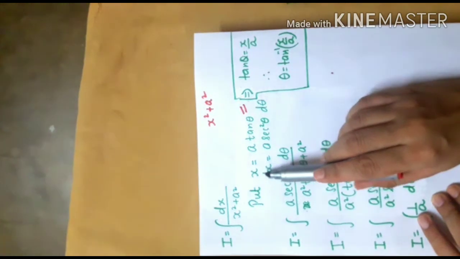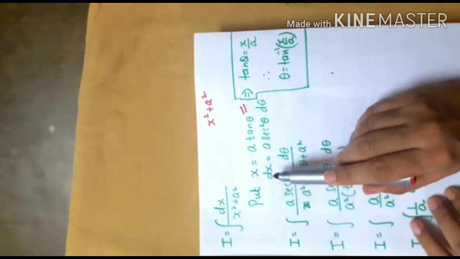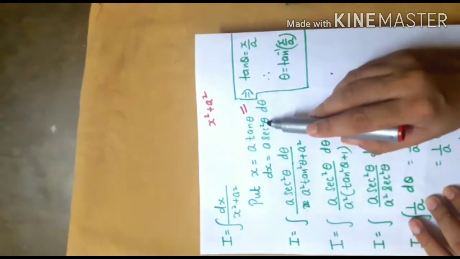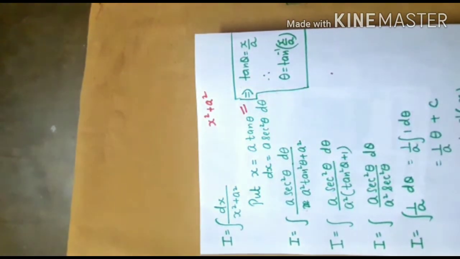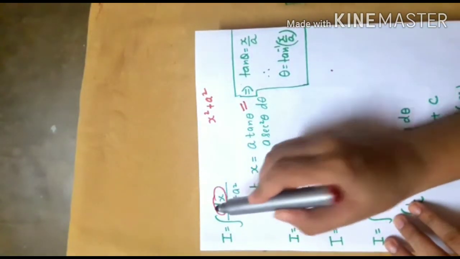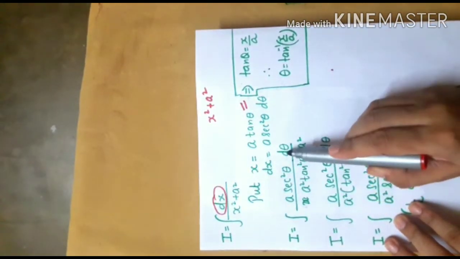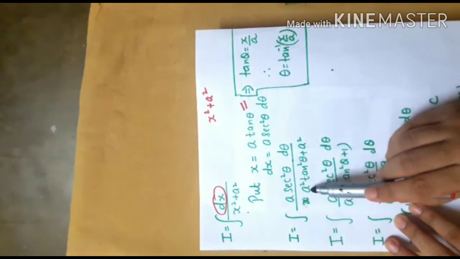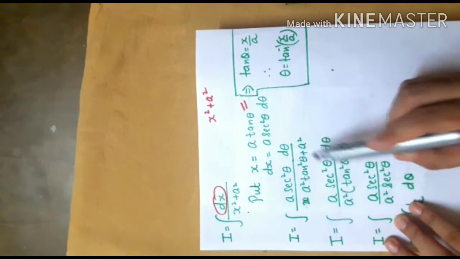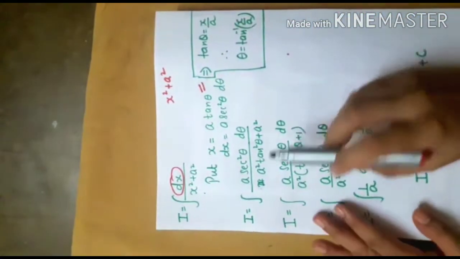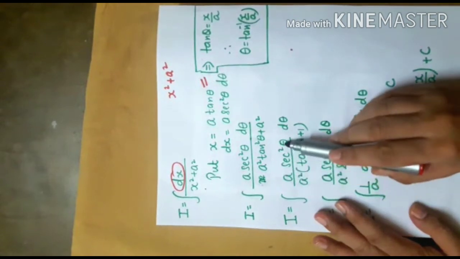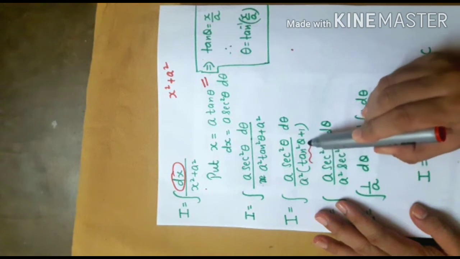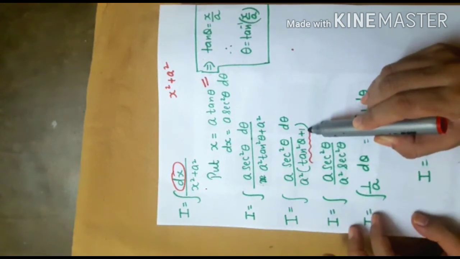On differentiating with respect to x, I'll get dx is equal to a secant square theta d theta. So dx will be equal to a secant square theta d theta. X is replaced with a tan theta. So I'll get a square tan square theta plus a square. So here I'll get a secant square theta over a square into tan square theta plus 1. Now what is tan square theta plus 1? Yes, it is secant square theta.